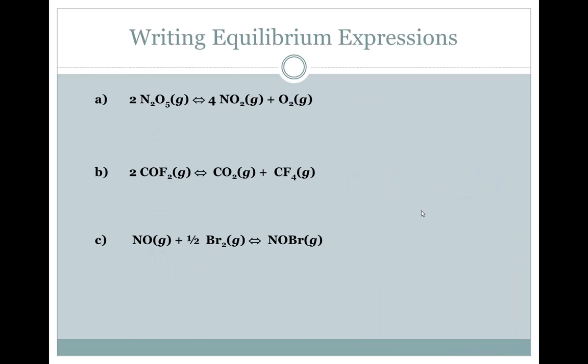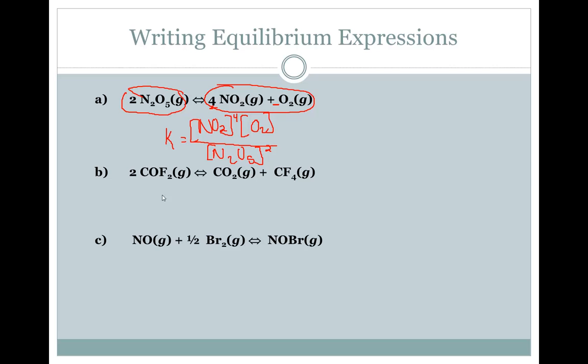So we can practice these. We always want to take the right side on top over the left side, which is on the bottom. So [NO2] to the 4th power times [O2]. I'm making those boxes because those are the concentrations. There's no coefficient here, so I leave it blank. Over [N2O5] to the 2nd power, and that is equal to K.